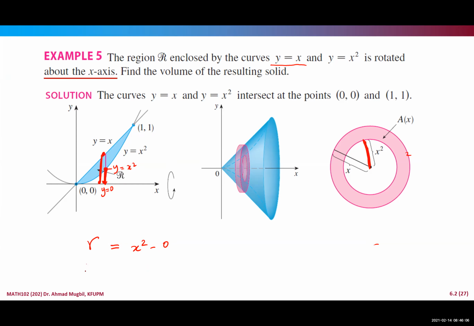What is it? This will be R capital, x minus 0. What is y here? Y here is x. What is y here? Y here is 0. So it will be x. So the inner radius will be x squared, the outer will be R.